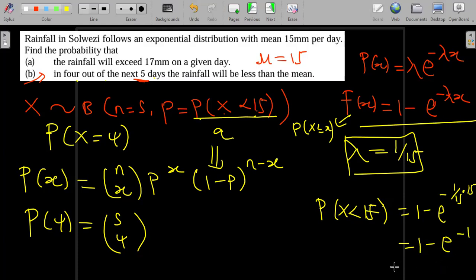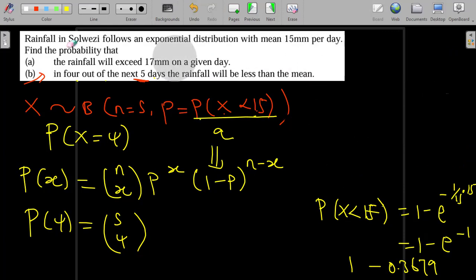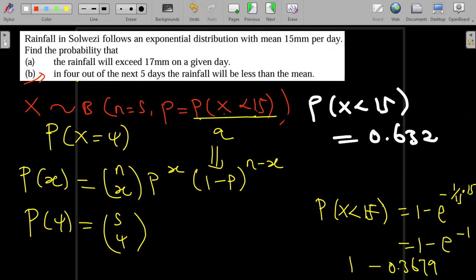So what I have there will just be 1 minus e to the power minus 1. What is e to the power minus 1? It is about 0.3679. So this is the probability that x is less than 15. Let's write it somewhere here. The probability that x is less than 15 is equal to 1 minus 0.3679, which gives me 0.6321. So that would be the probability of success.